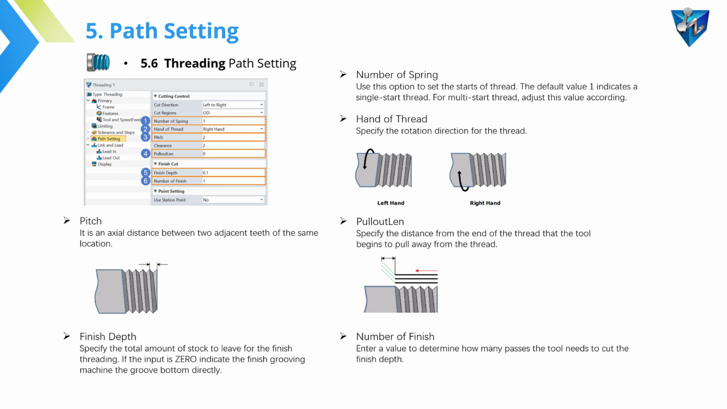Number of finish, you can input a value here to determine how many passes the cutting tool should make to achieve the desired finish depth. This setting determines the number of times the tool will cut the thread to reach the specified depth.